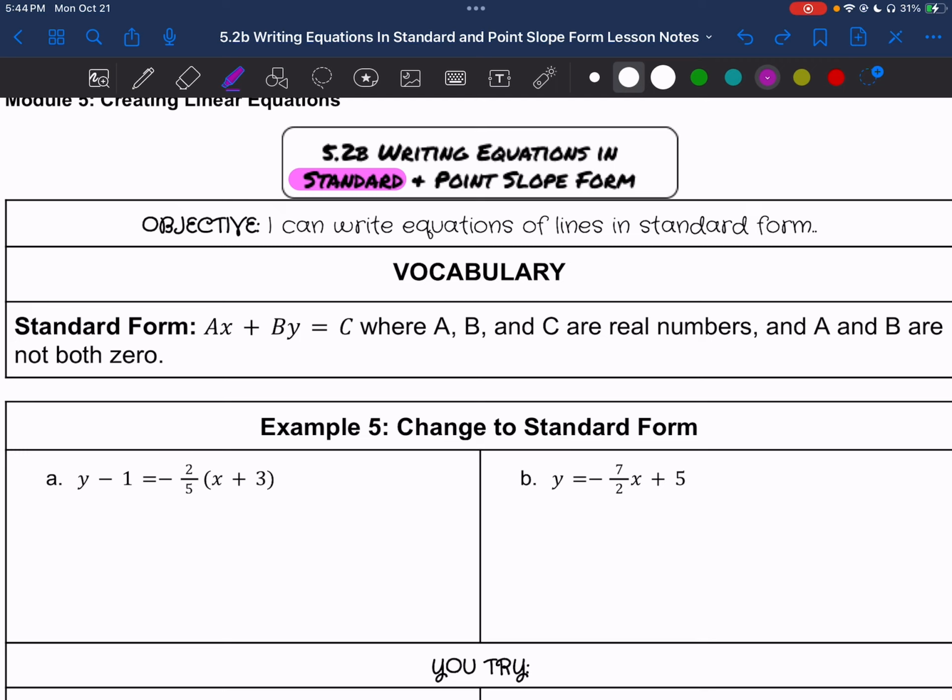What is standard form, you might be asking? It is this right here: ax plus by equals c, where a, b, and c are real numbers, and we're going to add in a caveat, they are also integers. And a and b are not both equal to 0. One of them can be, but not both of them. All right.